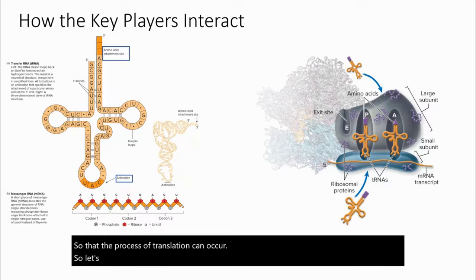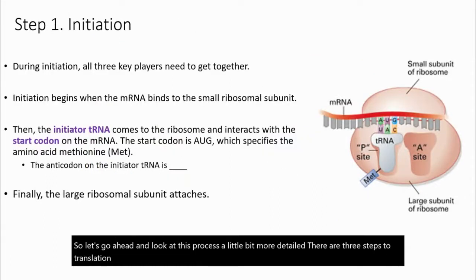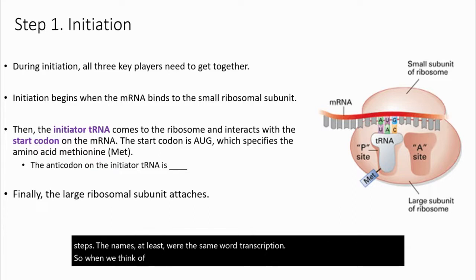So let's go ahead and look at this process a little bit more detailed. There are 3 steps to translation: initiation, elongation, and termination. Turns out these were the same 3 steps, well, the names at least were the same, for transcription. So when we think of initiation, the purpose is to initiate the process. That means we have to bring all 3 key players together.